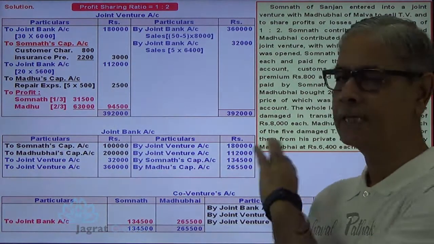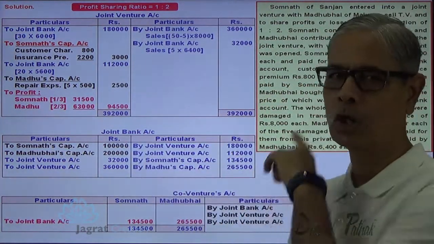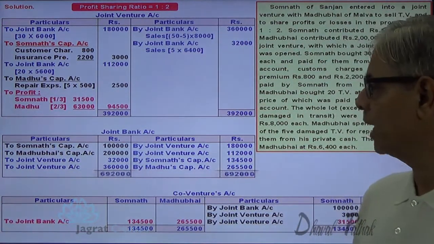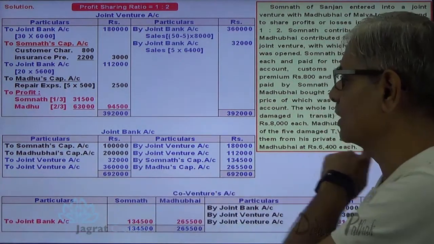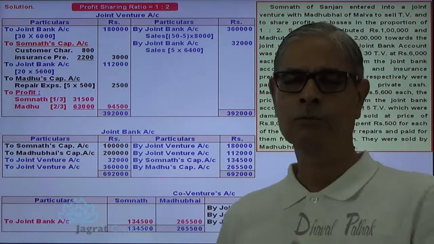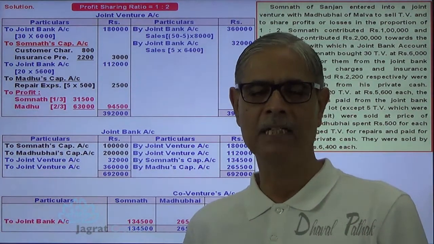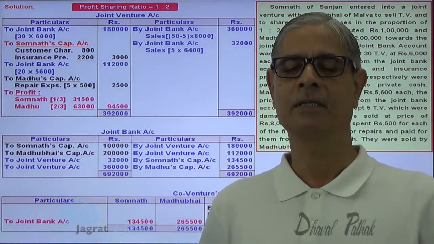Now, payment is made, partnership comes to an end. So total of receipts and total of payment should agree because the business is closed down. If you total both the sides of joint bank account, you will find 6,92,000. This is how agreement of the joint bank account means total of receipts and total of payments match against each other, which implies that we are right for the sum.